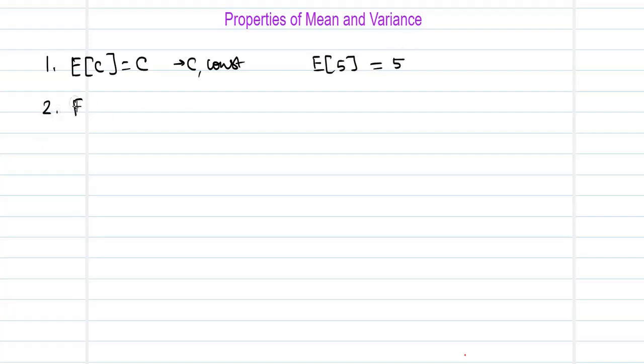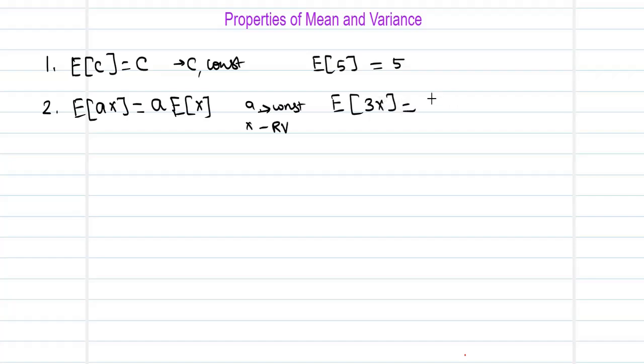Property number 2, expected value of a times x, where a is going to be a constant and x is going to be our random variable. So what will be the property for E of ax? A, being a constant, will not be affected by the expectation, and so the expectation will be applied only to the random variable x. So you have it as a times E of x. For example, what will be E of 3x? E of 3x will be 3 times E of x.